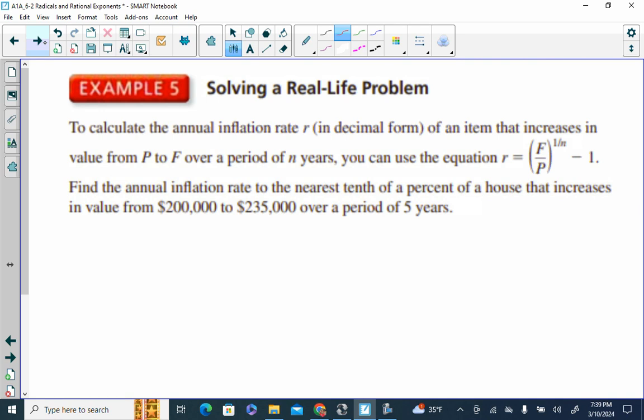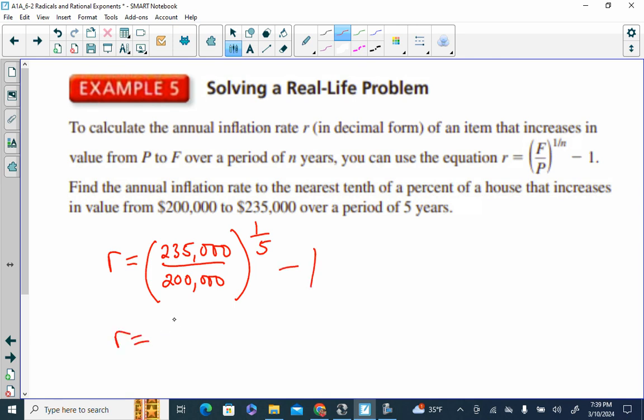All right, so how's that going to work? We use our formula. R is going to be equal to F over P. Well, if an increase in value from P to F, so our numerator is going to be the 235,000. Our denominator is going to be the 200,000. So that's F over P raised to the 1 over n, where n is the number of years, so that's 1 over 5. Then we have to take away 1.